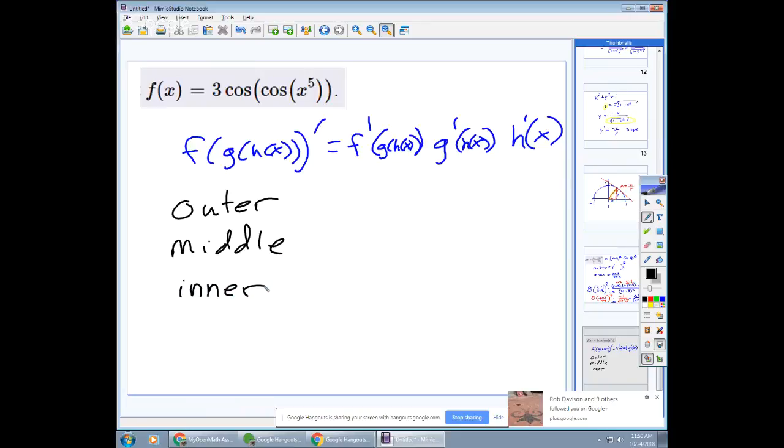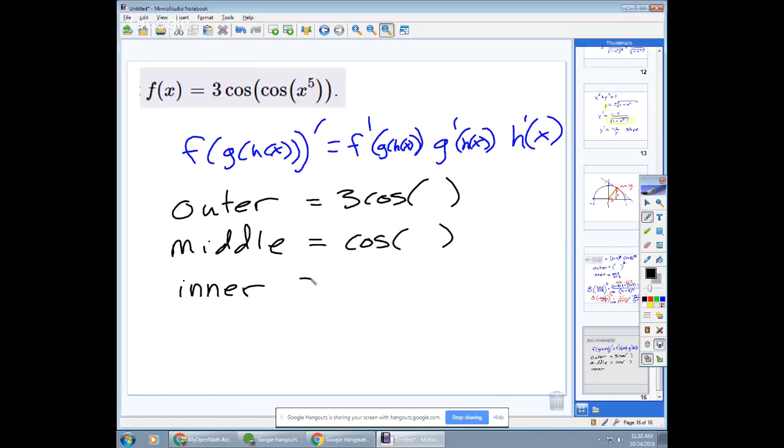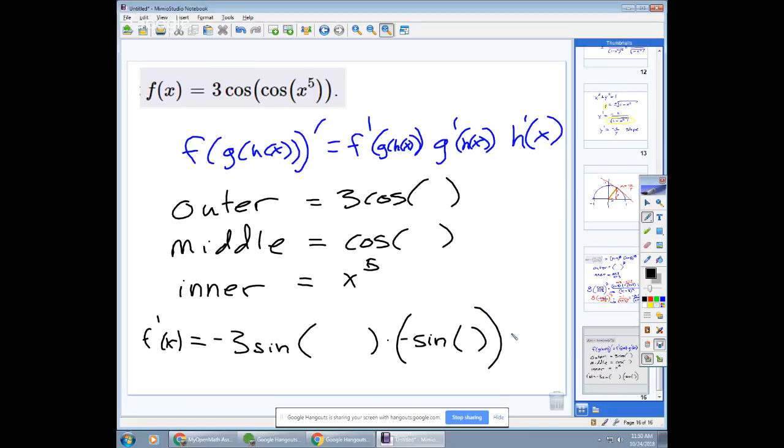Outer, we could call that 3 cosine. Middle is just the other cosine. And inner is x to the 5th. So we just need to take these derivatives and chain them, and then put stuff back in. So the derivative, f prime of x, is the derivative of 3 cosine, which is -3 sine of stuff, times the middle, negative sine of stuff, times 5x to the 4th.